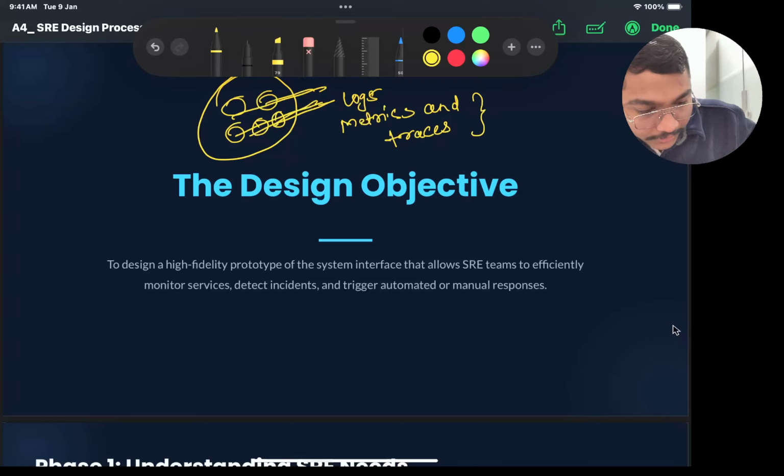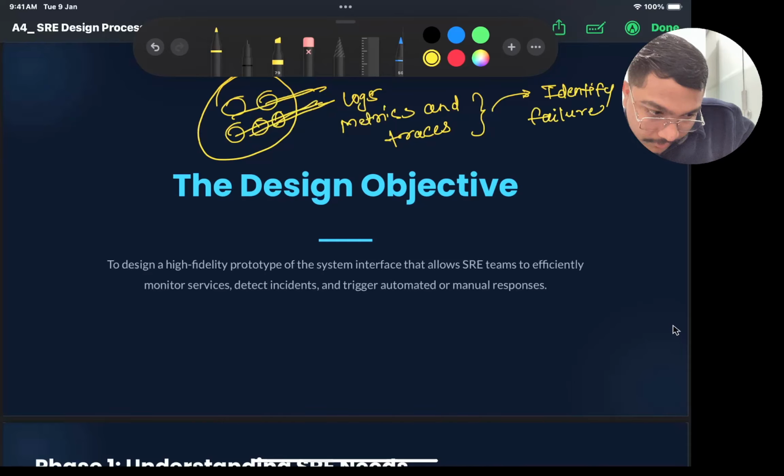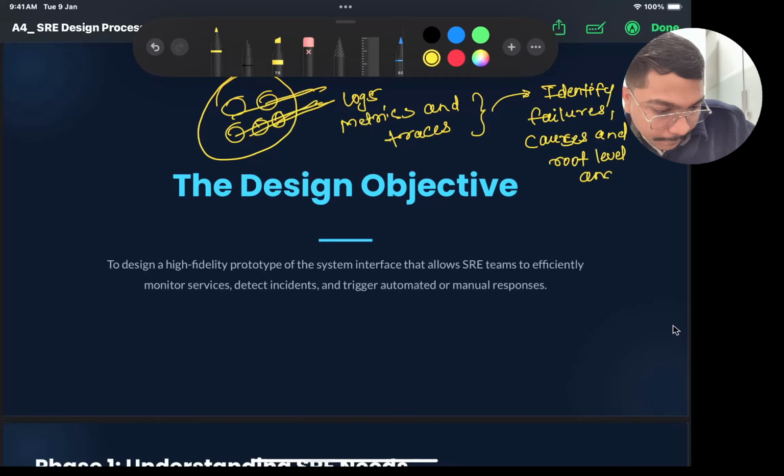And based on these three things, we will identify failures, causes and root cause analysis. Yeah, that's the whole idea.